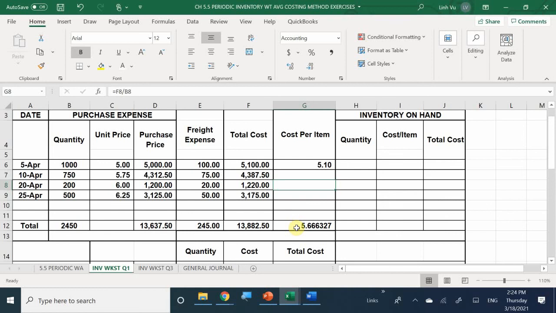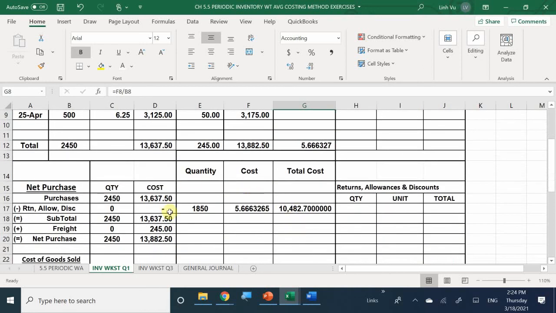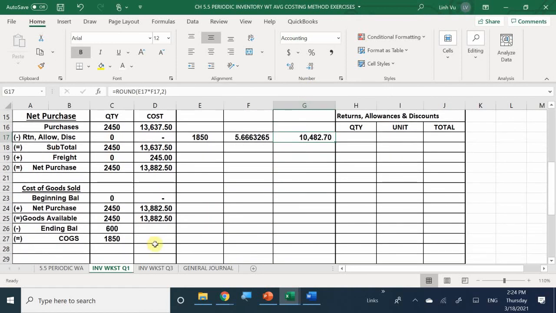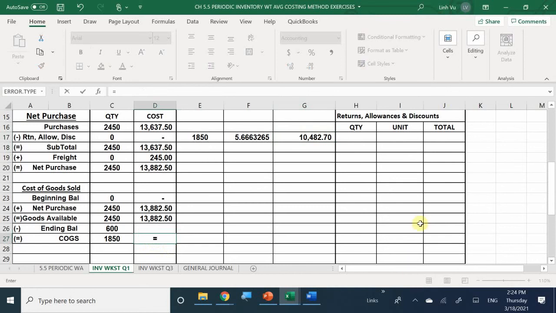Okay? All right. So my average cost per item is going to be $5.66327. So now I get down here. I've already calculated. I equal round it. And so now that I have this number right here, what is going to be my cost of goods sold? So what's going to be my ending inventory? $600. Okay, at what cost?